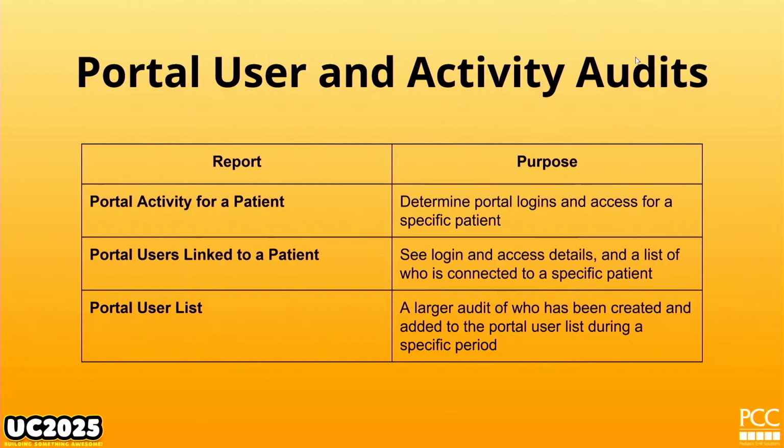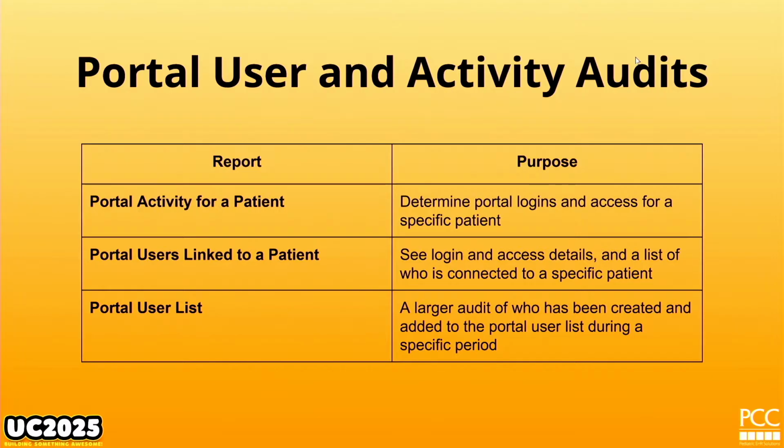For portal activity for a patient, like I mentioned, if you want to see the activity log, the logins, like the last login, who's been accessing the portal account for a patient, that first report is good for that. Then there's portal users linked to a patient. You can specify a given patient, and it'll show the users that are linked or connected with that patient. And the portal user list is a larger audit of who has been created and added to the portal user list during a specified time. So if you want to get a list of all the portal users that your practice is adding, you can use that portal user list report.